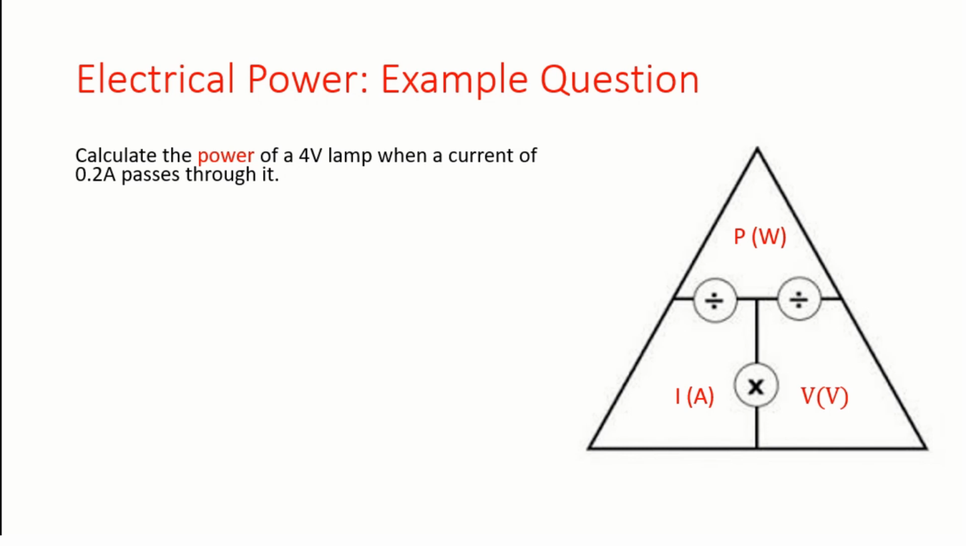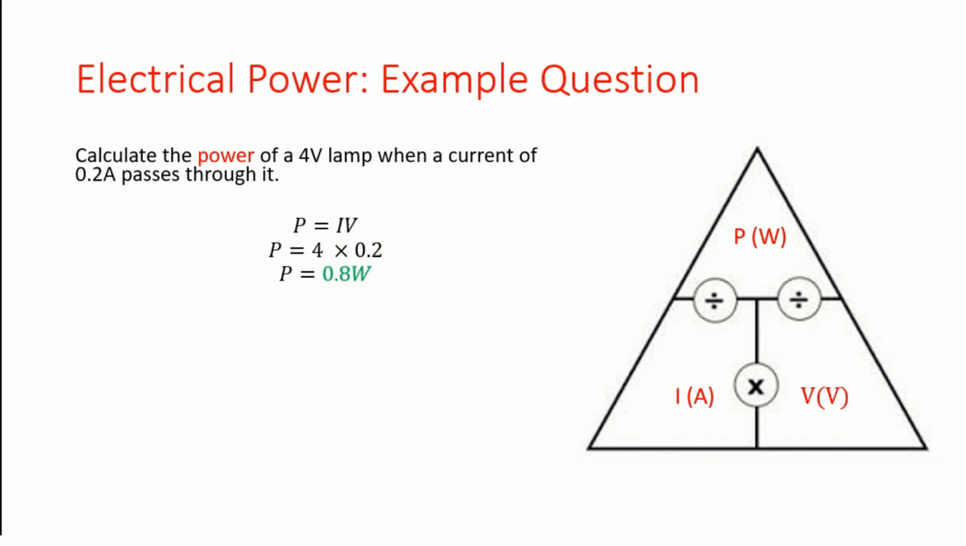Well, obviously P is equal to IV. We're told the current and the voltage, I, which is 0.2, and V, which is 4. And it gives us an answer of 0.8 watts. Remember to keep track of those units there. We've got 3 named units, named after famous scientists, and watt is our unit of power.